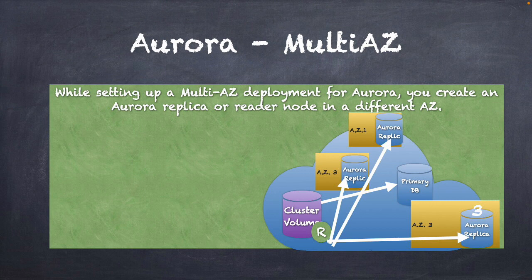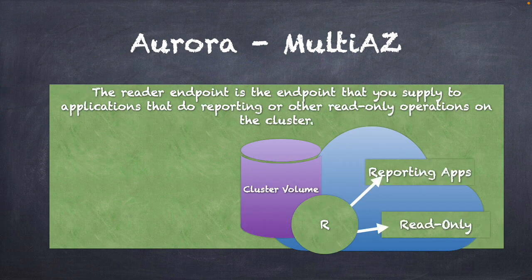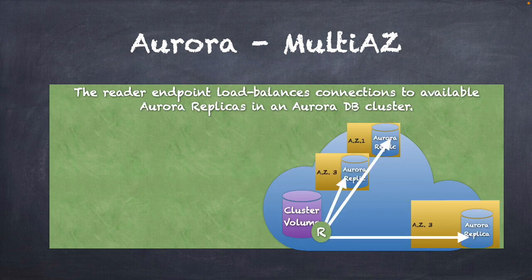While setting up a multi-AZ deployment for Aurora, you create an Aurora replica or reader node in a different availability zone. You use the reader endpoint for read-only connections for your Aurora cluster. This endpoint uses a load balancing mechanism to help your cluster handle a query-intensive workload. The reader endpoint is the endpoint that you can supply to applications that do reporting or other read-only operations on the cluster. The reader endpoint load balances connections to available replicas in an Aurora cluster.